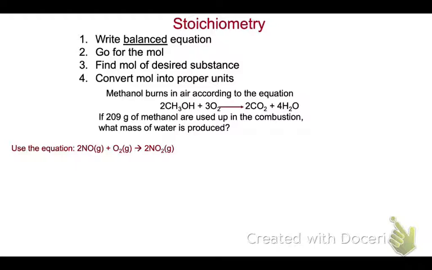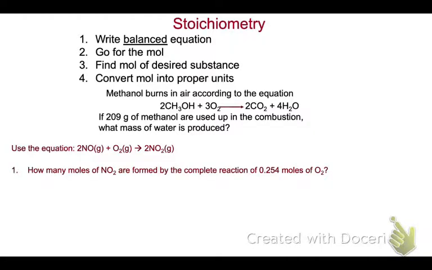Use the following equation. 2 moles of nitrogen monoxide react with oxygen gas to give 2 moles of nitrogen dioxide. How many moles of nitrogen dioxide are formed by the complete reaction of 0.254 moles of oxygen? Again, in this case, it's kind of easy. They gave us moles and they want moles. So we're going to start with what they have given us, which is 0.254 moles of oxygen. They gave me information about oxygen and they want information about nitrogen dioxide.